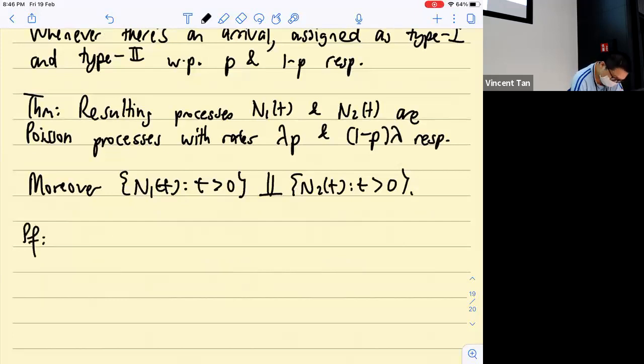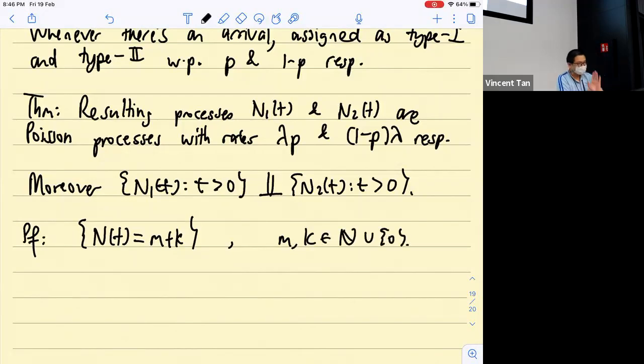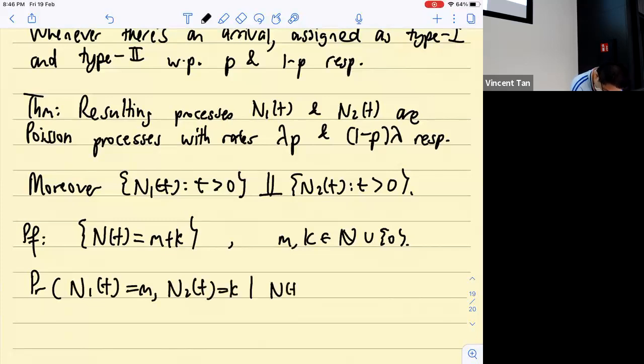So let's consider the event N(t) equals m plus k, where m and k are non-negative integers. What we're going to say is that N(t), the total number of people who walk into a voting booth, is m plus k, but m people voted for Joe Biden and k people voted for Donald Trump. How do we formulate this? We will consider the probability that N1(t) is equal to m, N2(t) is equal to k, conditioned on N(t) equals m plus k. So the total number of people who walked into the voting booth up to time t is m plus k. Now, we consider the event that m people voted for Joe Biden and the remaining people voted for Donald Trump.